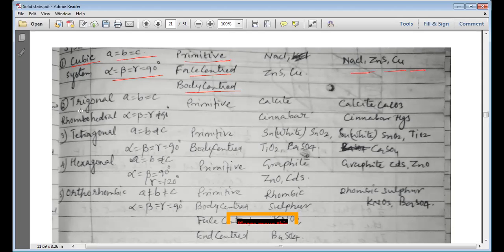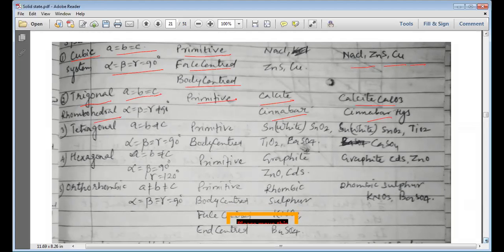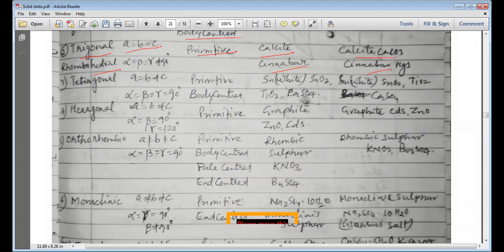Then, my dear students, we have the next one, which is known as the trigonal. Here we have a equal to b equal to c, and it has the primitive unit cell, where calcite and cinnabar are the examples. And then we have the rhombohedral, where you have alpha equal to beta equal to gamma. And then the next one, tetragonal, where a equal to b not equal to c and alpha equal to beta equal to gamma equal to 90 degree.